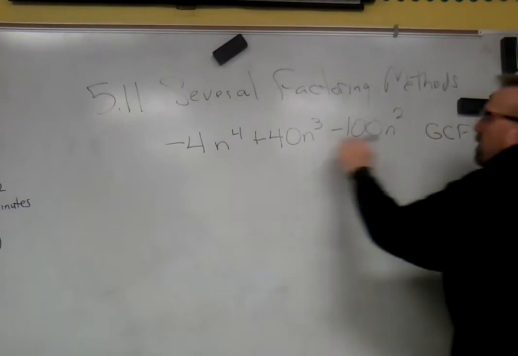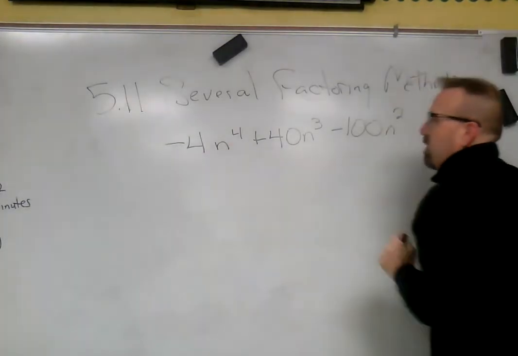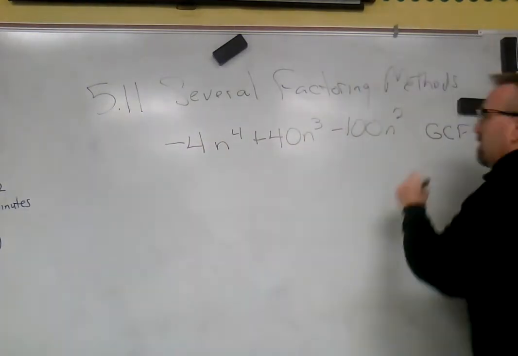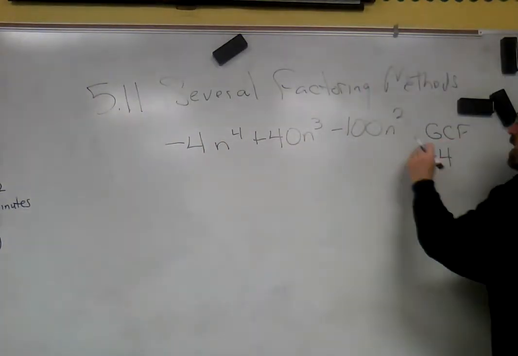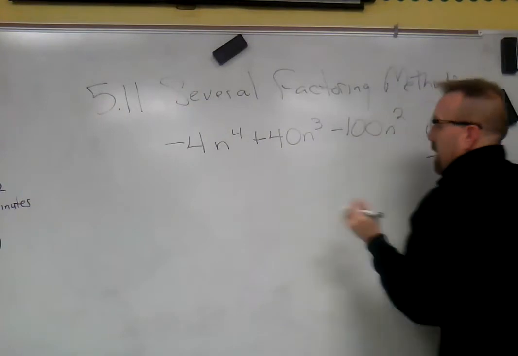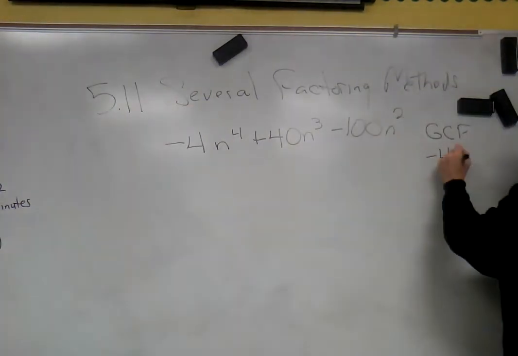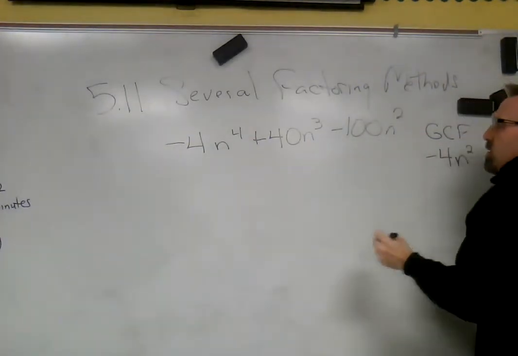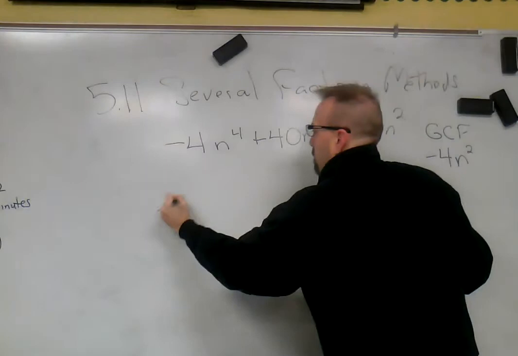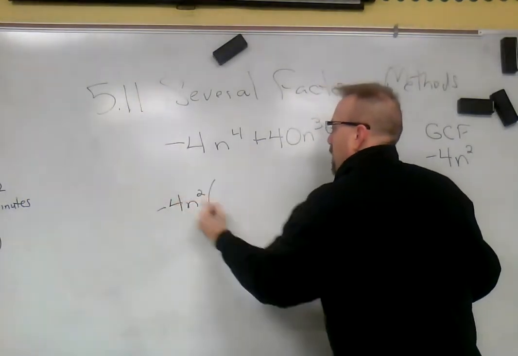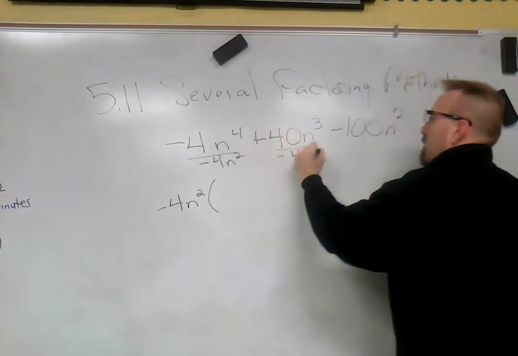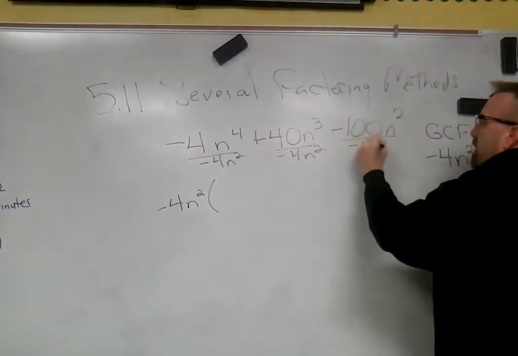We know what number would go into all of those. 4, and since that first one is negative, let's do -4. Okay. Do they all have a variable? The same variable. They all have n, and they all have n squared. We want to go with the smallest that's in each of them, so n squared. So what we're going to do is write that out in front, -4n squared. But in order to write in parentheses, we have to divide each of them by that greatest common factor.